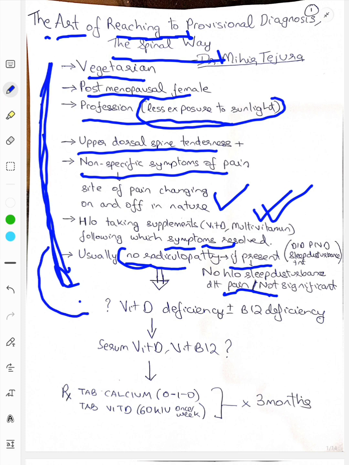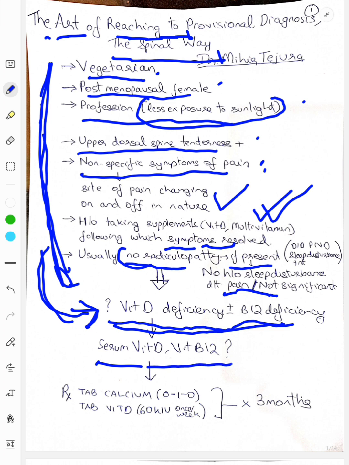factors clinch to the diagnosis of vitamin D deficiency plus or minus query B12 deficiency, right? Vegetarian diet, postmenopausal female, less exposure to sunlight, dorsal tenderness, non-specific pain, a young female or young male coming to you, vegetarian diet, and says that on and off pain I'm having, right side, left side, I've taken supplements in the past, not significant radiculopathy. These are all non-specific symptoms clinching to the diagnosis of vitamin D deficiency, often with no neuro deficit. Mostly vitamin D deficiency does not have any significant neuro deficit, right?